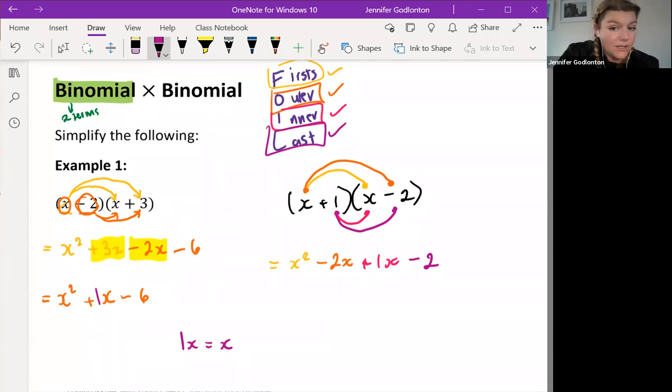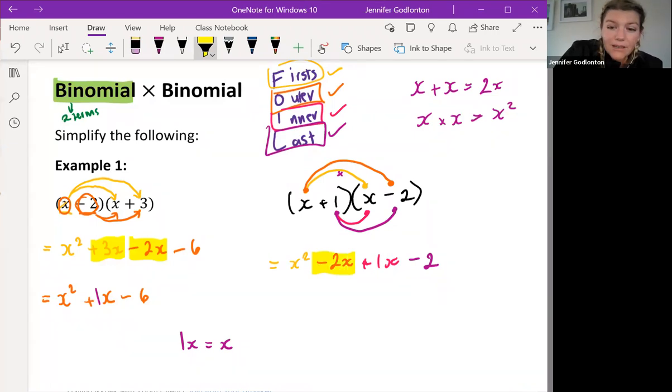X plus x is definitely 2x, but we're not saying plus, we're saying times. So we're saying x times x. So x plus x is 2x, but x times x is x squared. When we get to this point here, we now look for our like terms. We've got -2x and we've got positive x. So we have x squared, -2 plus 1 is going to give me -1x minus 2. And that will be my final answer.